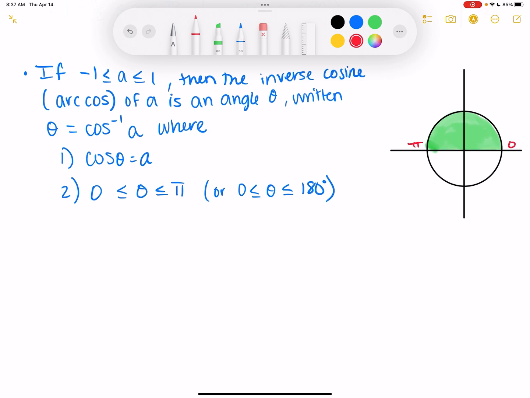Okay, so sine is on the right, cosine is on the top.